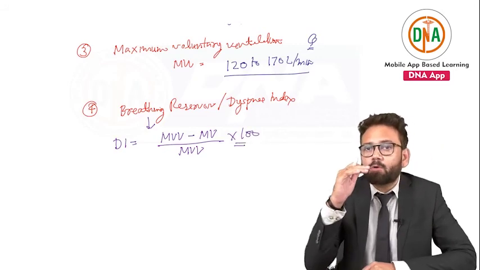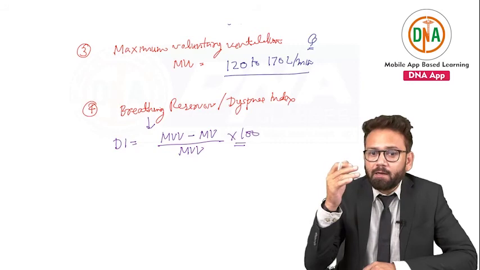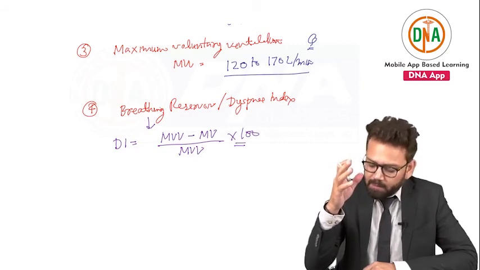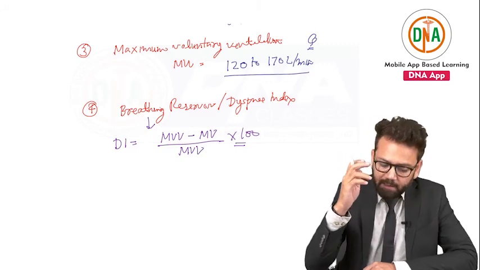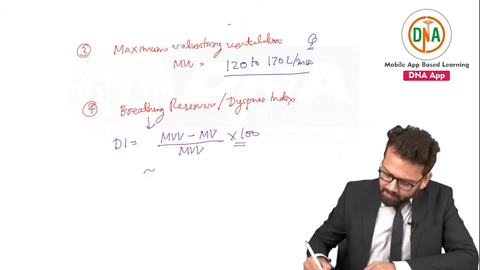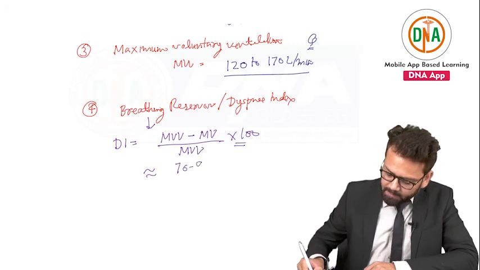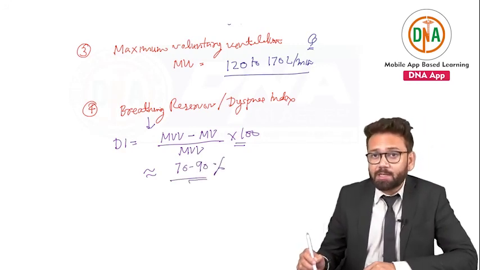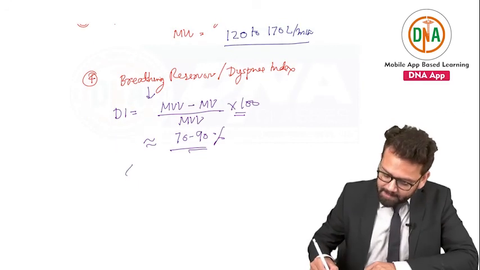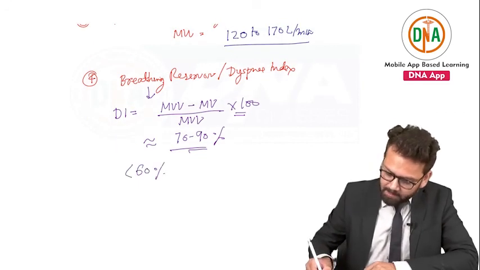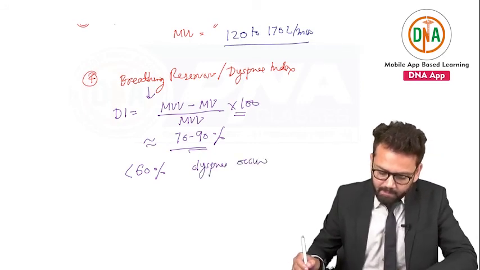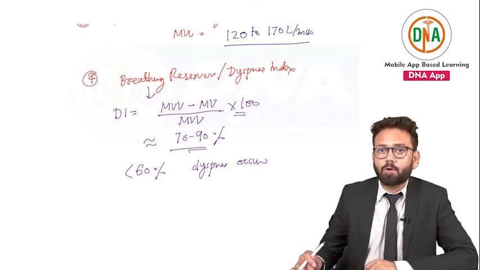It is the maximum amount of air which you can inspire and expire above pulmonary ventilation, called breathing reservoir or dyspnea index. Normally it is 70 to 90%. Normally this much reservoir is left. That is why dyspnea is not occurring. But if it becomes less than 60%, then dyspnea can occur. Okay.